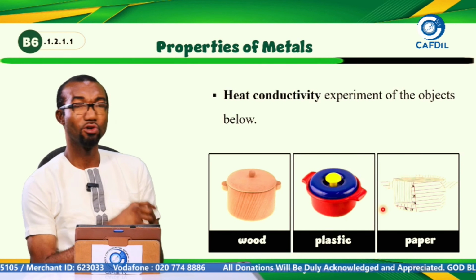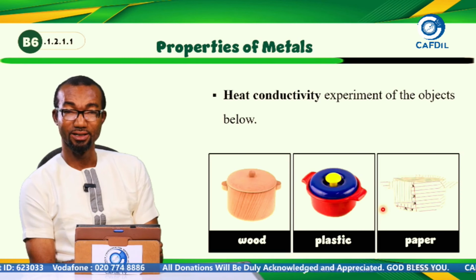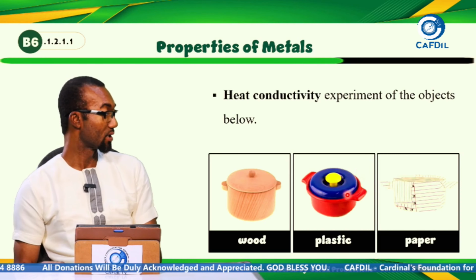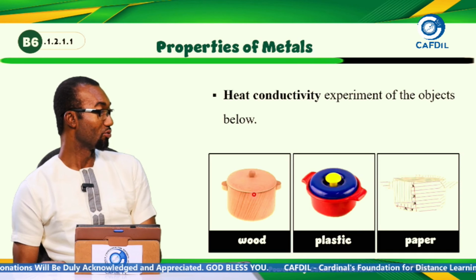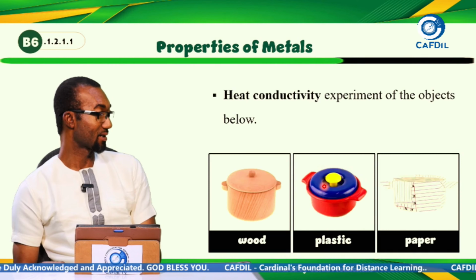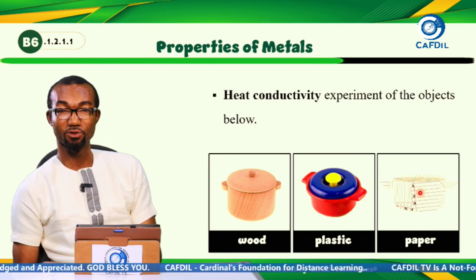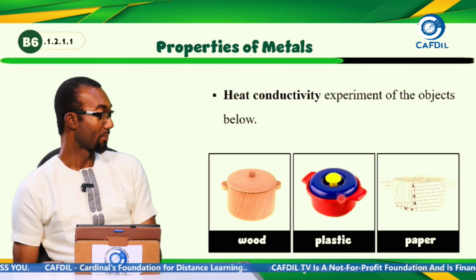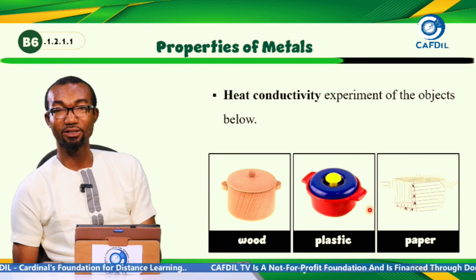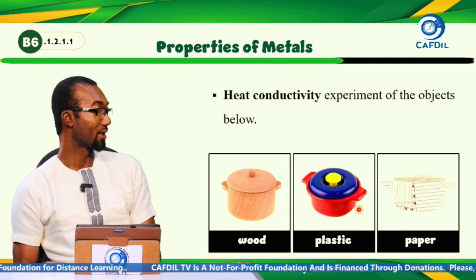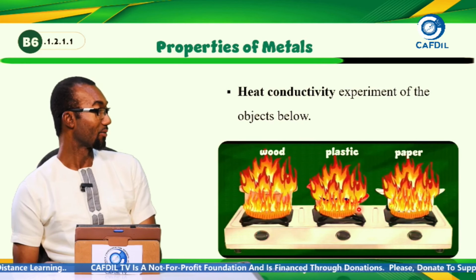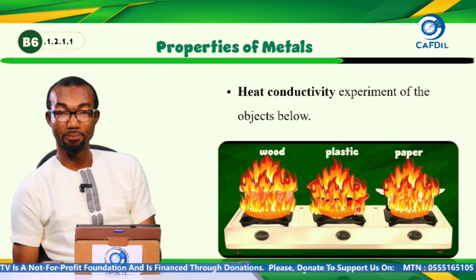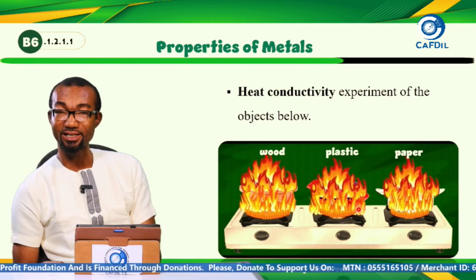Good. Now let's look at this. Assuming you don't know the property of metals, and then I go to the market to buy a saucepan that I can use to cook. This one is made of wood. This one is made of plastic. This one is made of paper. So when you come to my kitchen, my saucepans are made of wood, plastic, or paper. That is what I use to cook. What will come to your mind? Let's see what will happen. When I apply heat to it, what happens? They burn. They burn because they are poor conductors of heat.